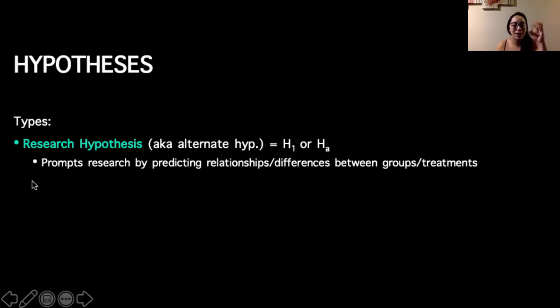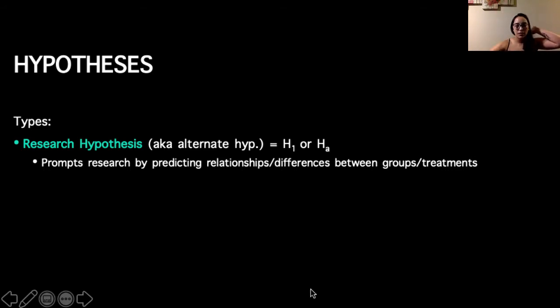So usually you read your literature, you research your topic area, get an idea of what's been studied, what their conclusions were, if those conclusions were applied to certain people, and then use that information to inform what you think or what you predict will happen based on the intervention in your study design. So that's our research hypothesis.